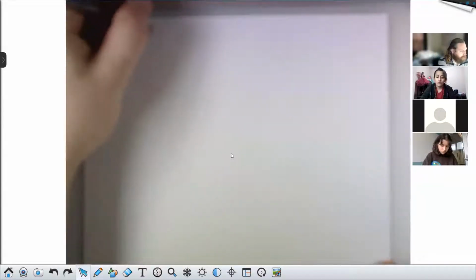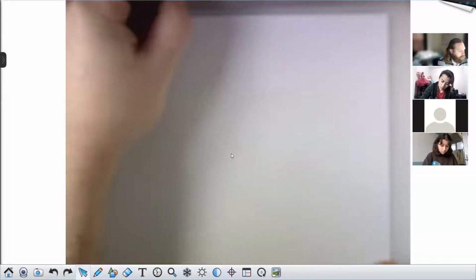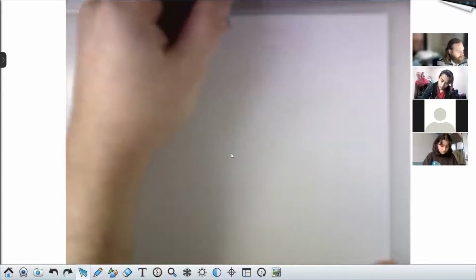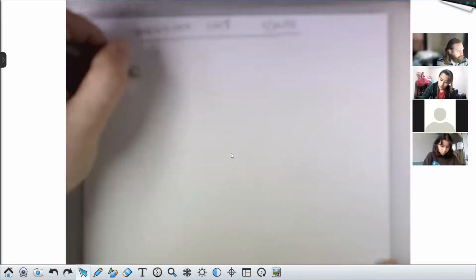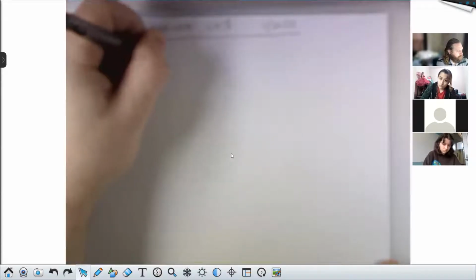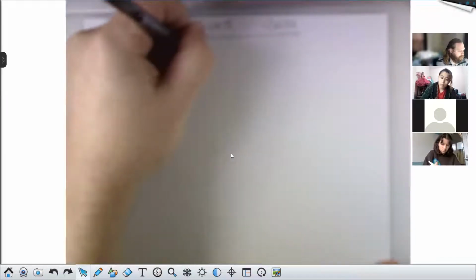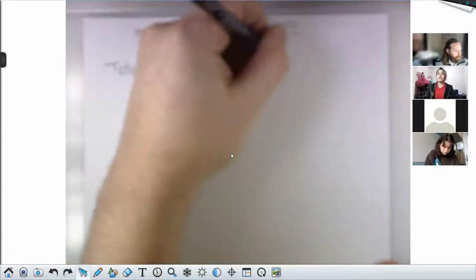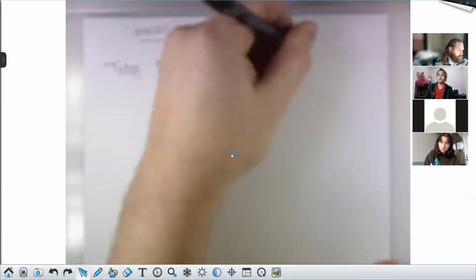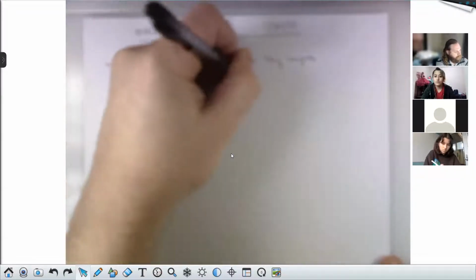So this is MAC2312, section 004, which is Calc 2. And the date today is the 26th of January, 2022. Today we're going to finish section 7.2 on trig integrals. And then we're going to begin section 7.3, which is on Trig Sub.